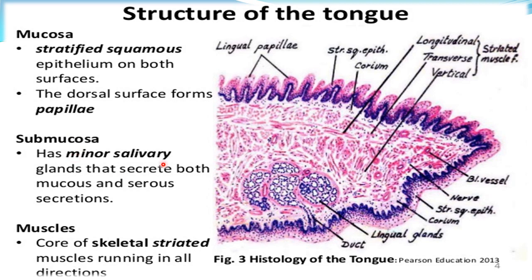The submucosa has minor salivary glands that secrete both mucus and serous secretion.